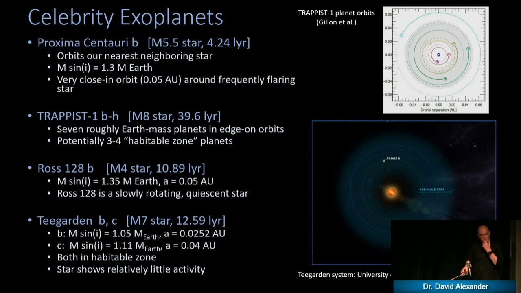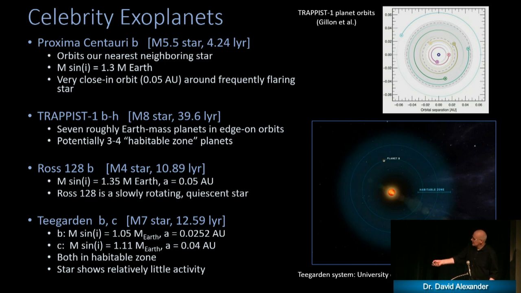So these are what we call celebrity exoplanets. These are the ones you'll see in the news: Proxima Centauri, and this one is called TRAPPIST. It's a system, and this is the figure I'll mention in a second. This one is called Ross 1, and then Teegarden, which, being British, I kind of like Tea Garden. You see the M numbers, these are all M-dwarf stars, so they're cooler than our own Sun. This is the distance. Proxima Centauri is the closest star to us, about 4.21 light years. This is 40 light years away, this is 11, and this is 13.